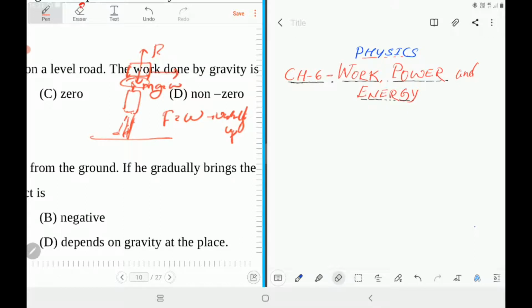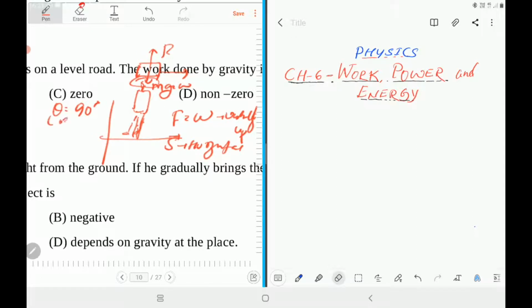So the direction of displacement is horizontal. In this case also, theta equals 90 degrees, cos 90 is 0, which implies the work done W = F dot S, F s cos theta. When cos 90 is 0, the whole term will be 0, because he is applying force up to balance the weight, not to move it. The load held over his head has become part of his body. It is coming along with him. He is applying force just to balance the weight. He applies it to balance the gravitational force, not to move it.